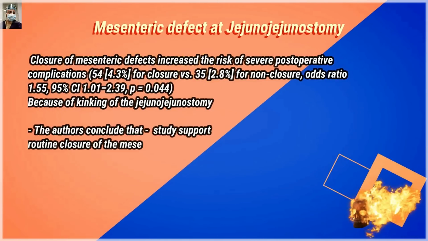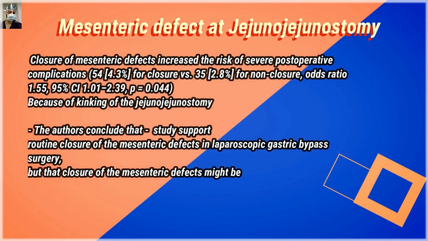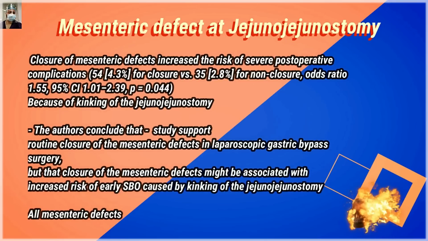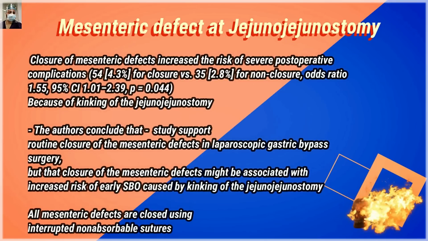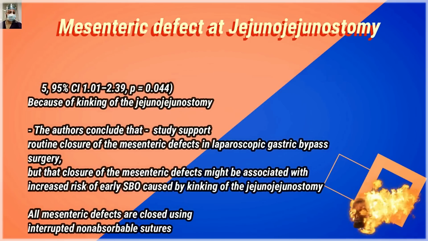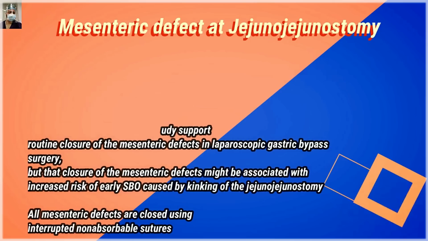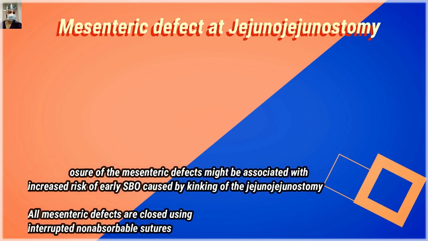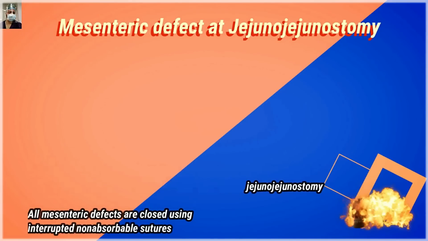In the same study, the authors found that closure of the mesenteric defect increased the risk of severe postoperative complications, 4.3 versus 2.2 for non-closure, and that early complication was because the jejunojejunostomy kinking was higher in the closure group. But the authors concluded that the study endorsed routine closure of mesenteric defects in laparoscopic gastric bypass surgery, though closure of the mesenteric defect might be associated with increased risk of early small bowel obstruction caused by kinking.